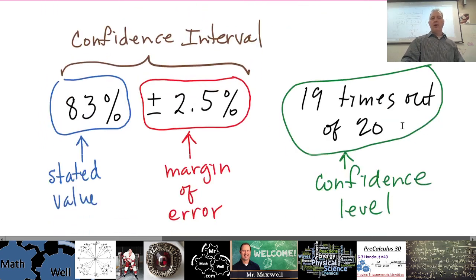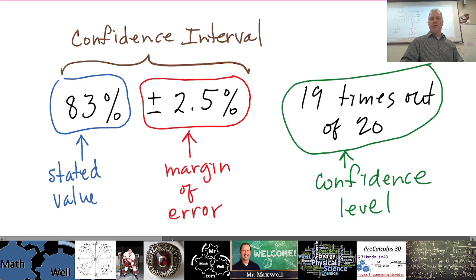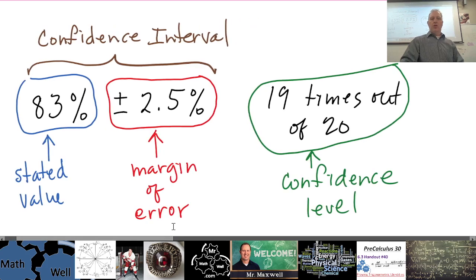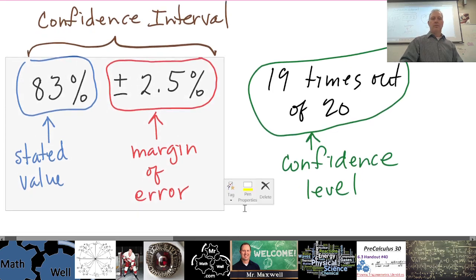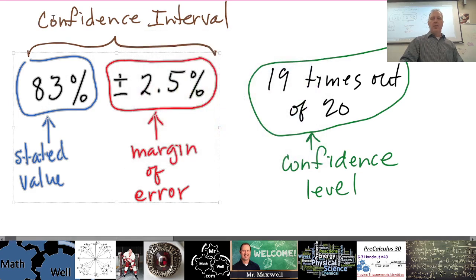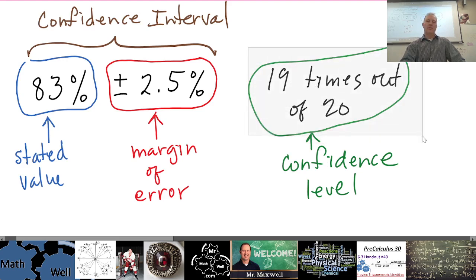So this is a summary of what everything is that we've talked about today, so I will just camp on this screen for a few minutes. So the confidence interval is this whole thing right here. It's the stated value, and then plus or minus the margin of error here. That whole thing is the confidence interval. So stated value plus or minus the margin of error. That's the confidence interval. And the confidence level would be, for example, 19 times out of 20. And this is the most common confidence level that you see. It's kind of always 95% for whatever reason.